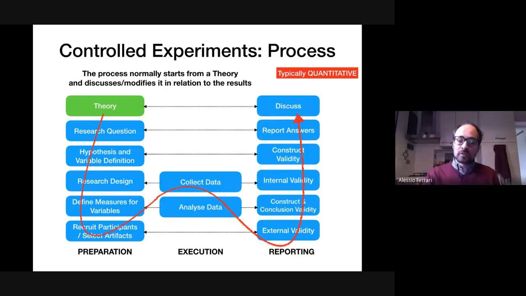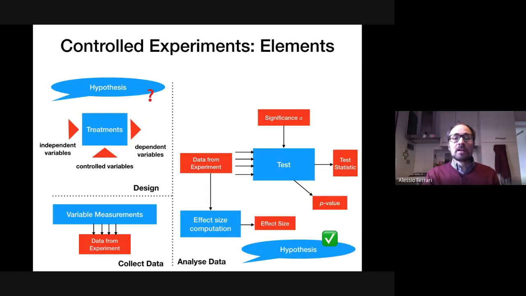This is just to give you an overview of what controlled experiments are and how they are positioned in the process of building theories, okay? Now let's see in more depth what elements you will learn in this lecture. Here you will see a lot of words that you probably do not know, and they are the core elements of the controlled experiment approach that I'm going to explain.